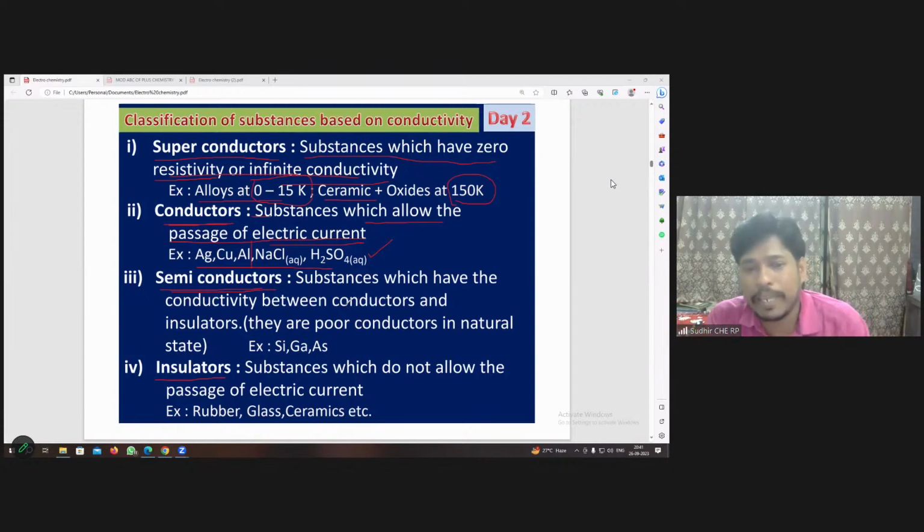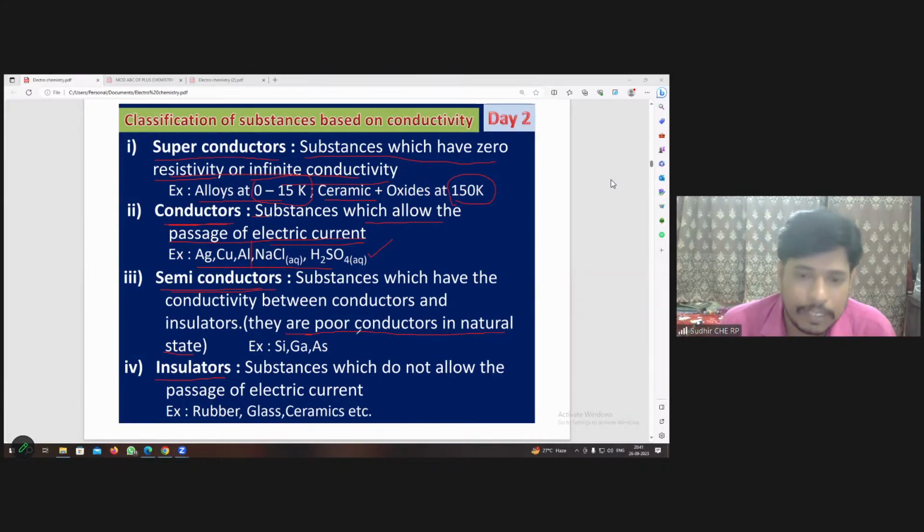But if you compare their nature, when they are taken in the pure form or in their natural existence, these substances act as bad conductors or poor conductors of electricity. When I take any semiconductor in the pure state or natural state, it acts as a very poor conductor of electricity. Poor conductor or bad conductor means a very minute conduction property we can see. That's exactly what is meant by poor conductor.